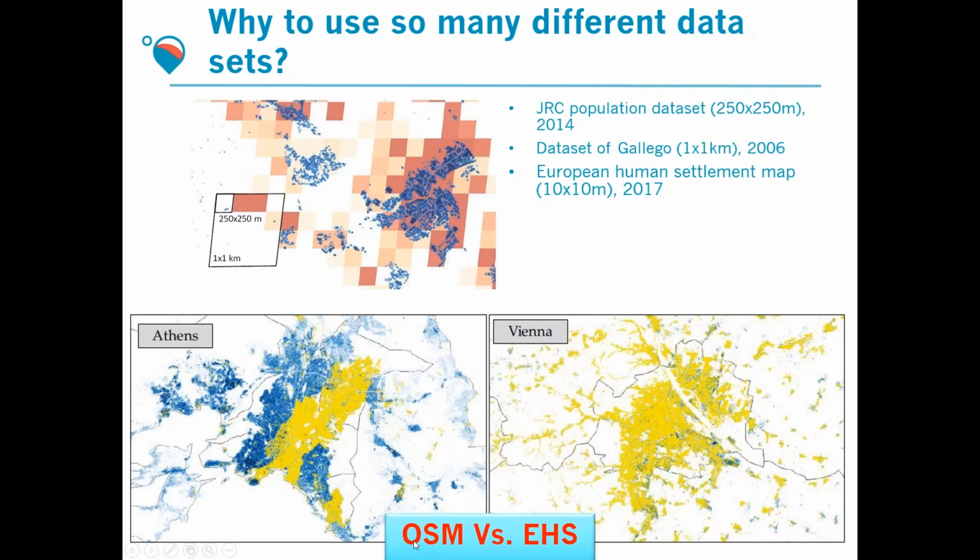Another example regarding the OpenStreetMap and again the European settlement map was the case of Vienna and Athens. You see that the OpenStreetMap covers the area in Vienna very well, so it provides a very good data set for Vienna, but it only covers half of the city of Athens. So that made us use as much data and information as possible to make sure that we provide a good estimation for the data that we create.